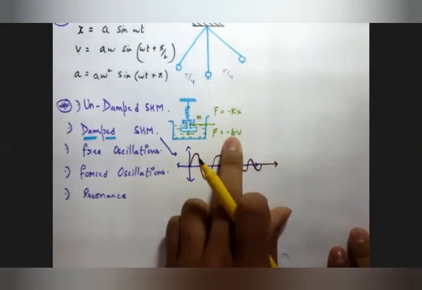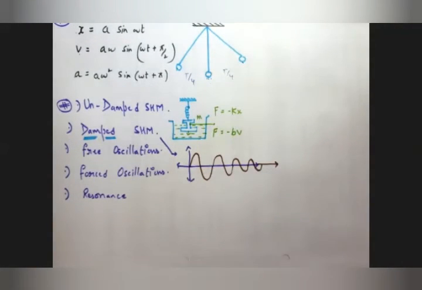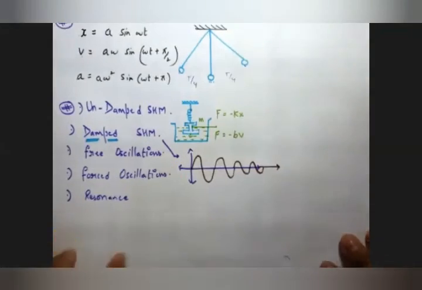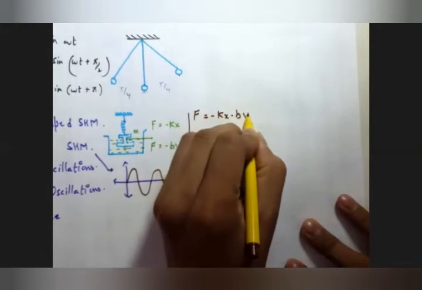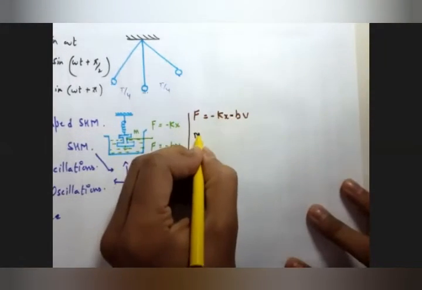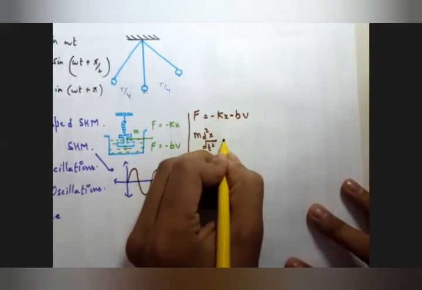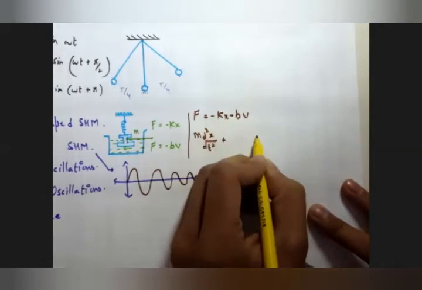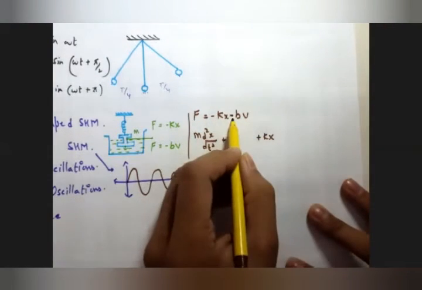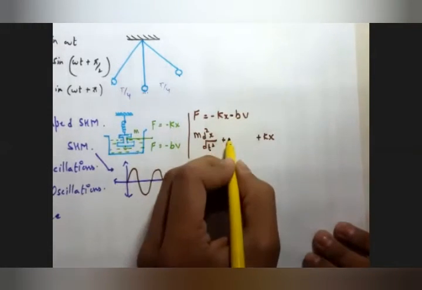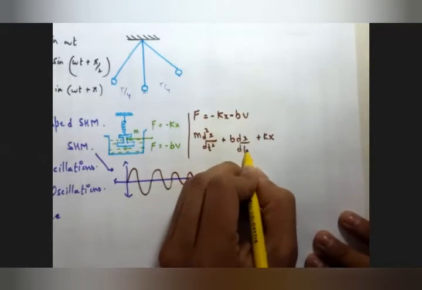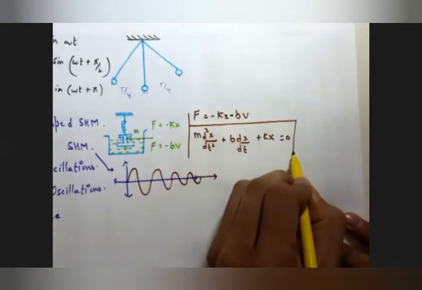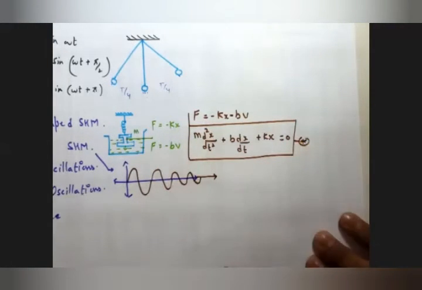The reason behind it is a damping force, and the combination can be written as F equals minus kx minus bv. Writing force as m d square x by dt square, we get m d square x by dt square plus kx plus bv equals 0, where velocity is dx by dt. This is the equation representing the damped SHM.